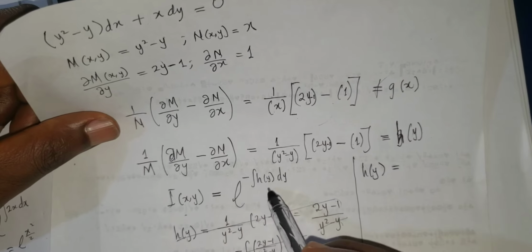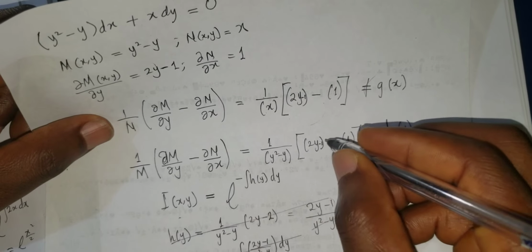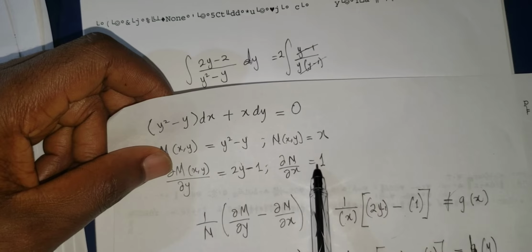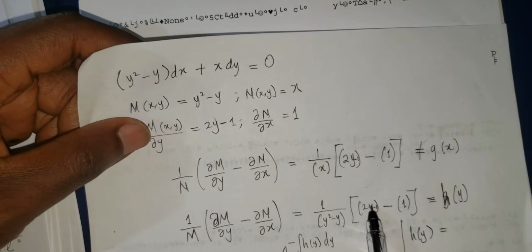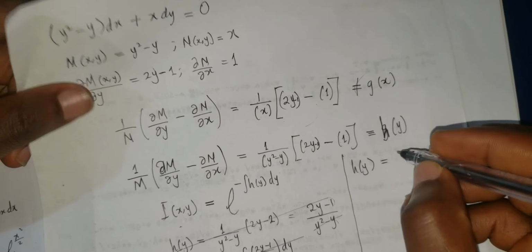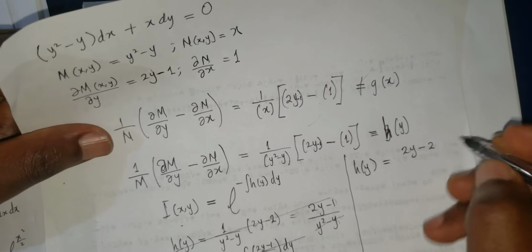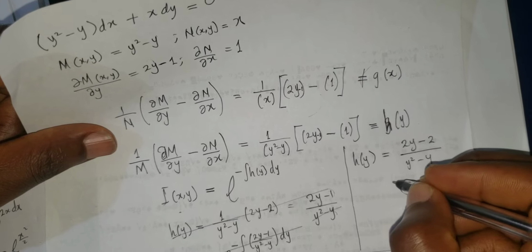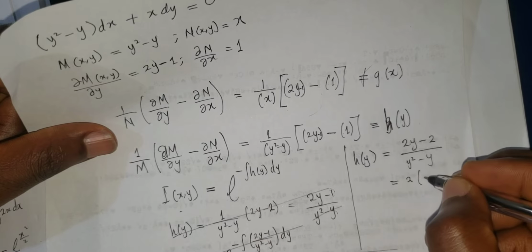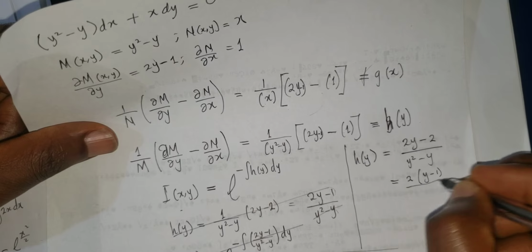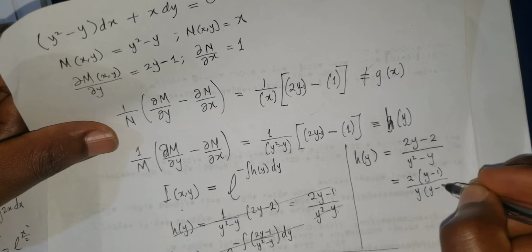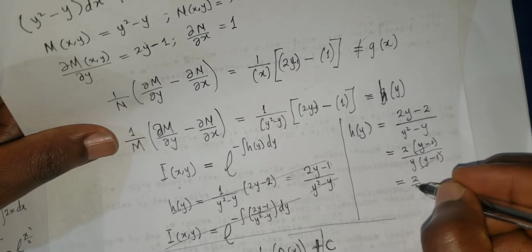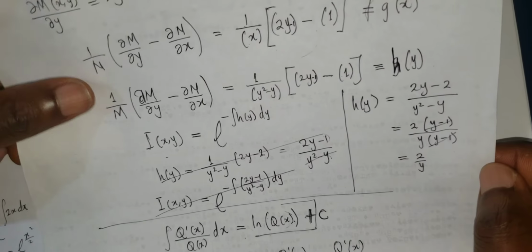Of course, we're still going to use this formula, but h of y is actually going to be the derivative of this, 2y minus 1, minus the derivative of this, 1. So this is going to be 2y minus 1 minus 1, that will be 2y minus 2, divided by this, which is y squared minus y. This can be factorized to give 2 into y minus 1 all over y into y minus 1, and then we can cross that out. This is going to give us 2 over y. Okay, so that's what we're going to use.